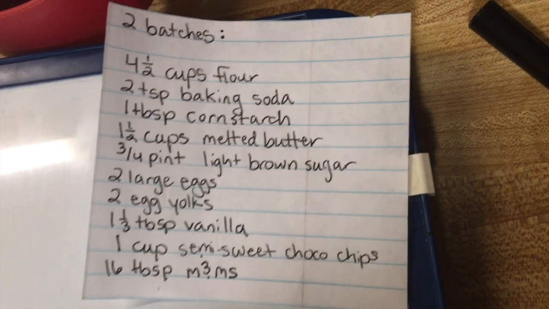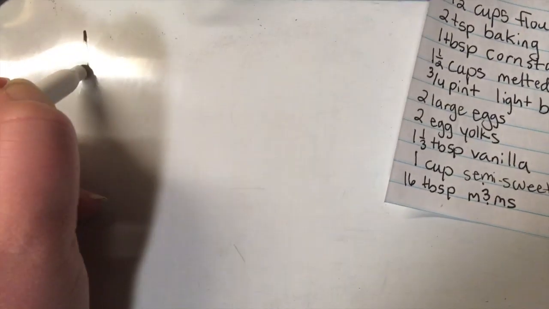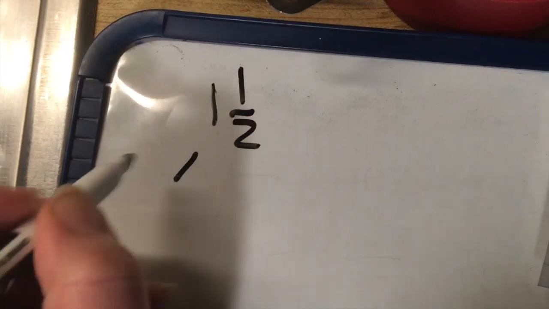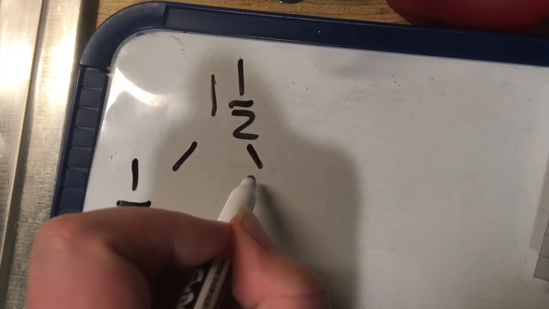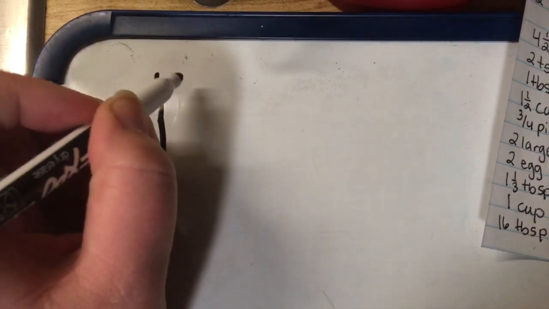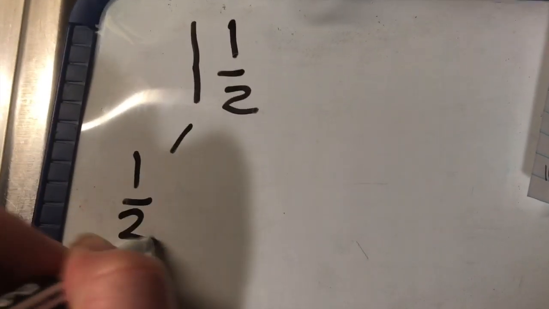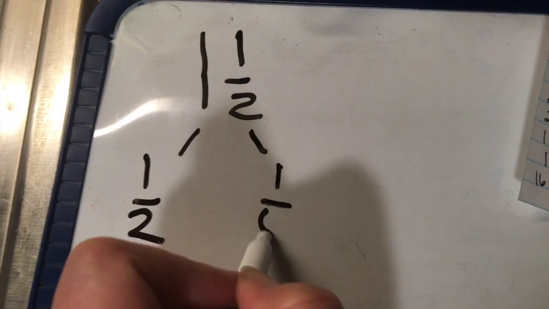Up next is 1.5 cups of melted butter. So if we wanted to do this the same way as we did the cups of flour, we could take 1 and 1/2 and break them apart. We start with 1 1/2 cups, and we could break the 1 in half, and half of 1 is half, and a half of a half is 1/4.